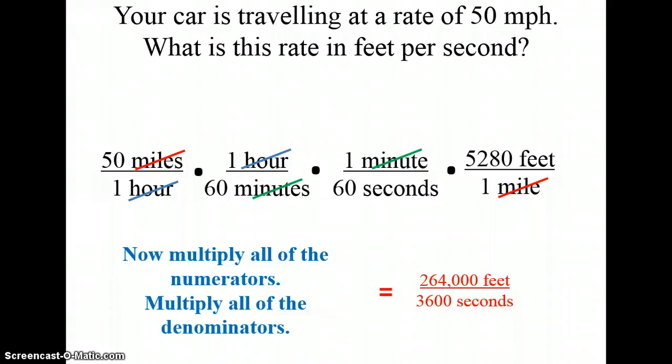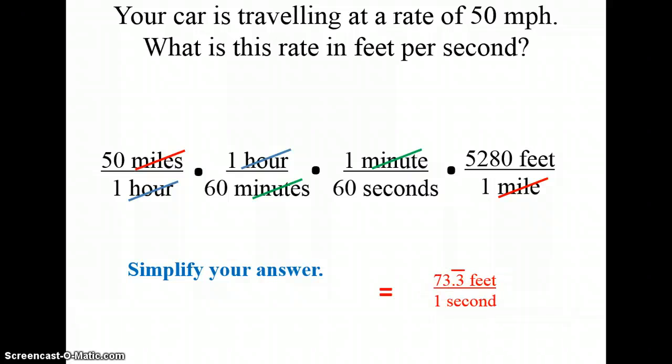And again, I don't want to know how many feet in 3,600 seconds. I want to know how many feet in 1 second. So I'm going to need to simplify my answer. And when I do that, I divide the numerator and the denominator by 3,600, just like when I'm finding unit rates. And that gives me 73.3 repeated feet for every 1 second, or 73 1/3 feet per second. And it doesn't matter if you put your answer in decimal form or in fraction form.